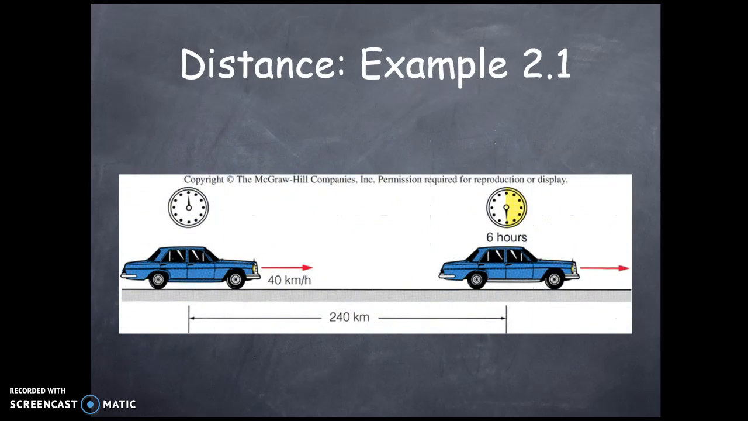So here is the picture representation. If the person starts at 0 and if he uses 40 miles an hour, then if he takes 6 hours, then the total distance would be 240 miles.